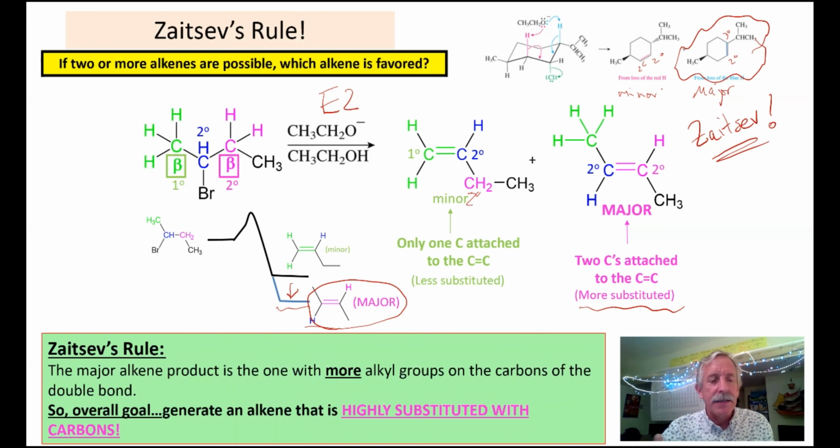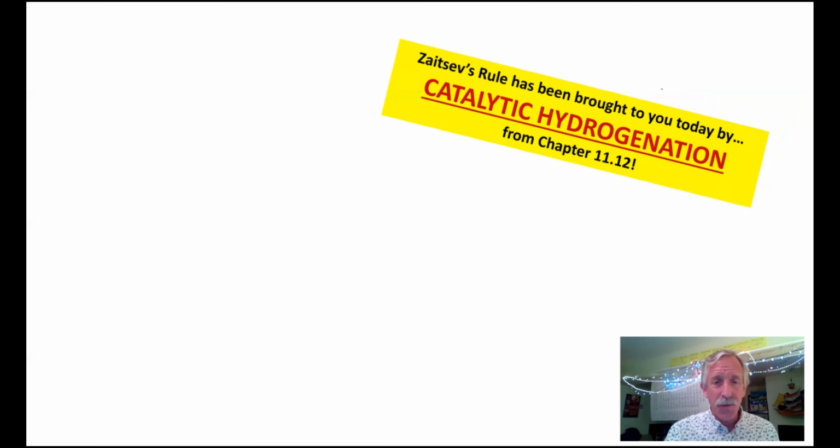Keep an eye on it. The major product is always the one with more alkyl groups on the carbons. And therefore, that's the goal when you're trying to form elimination products and you have a choice. Okay, cool.